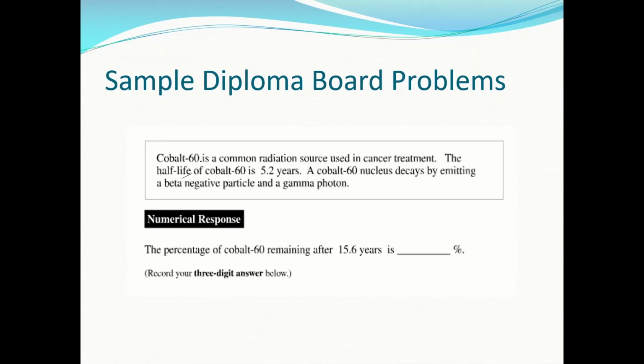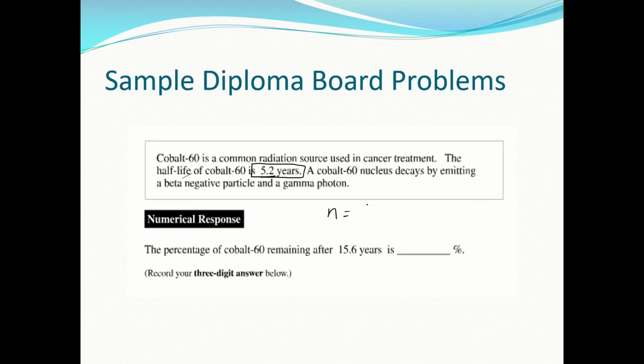Hello, let's start off with a sample diploma board problem from the half-life stuff. So cobalt-60 is a common radiation source used to treat cancer. The half-life of cobalt-60 is 5.2 years. A cobalt-60 nucleus decays by emitting a beta negative particle and a gamma photon. The percentage of cobalt-60 remaining after 15.6 years.